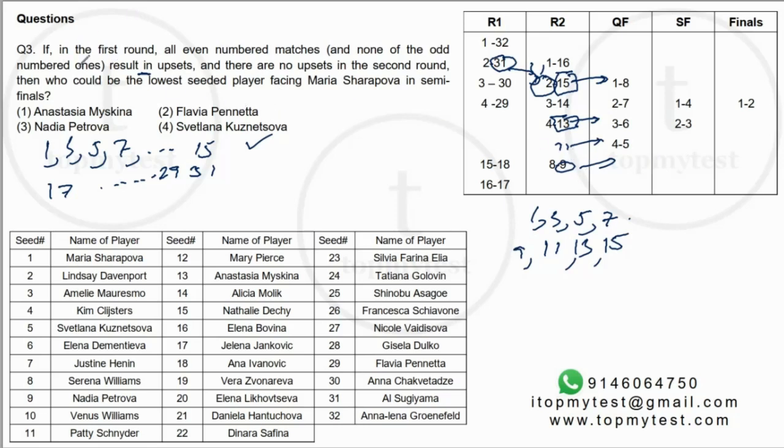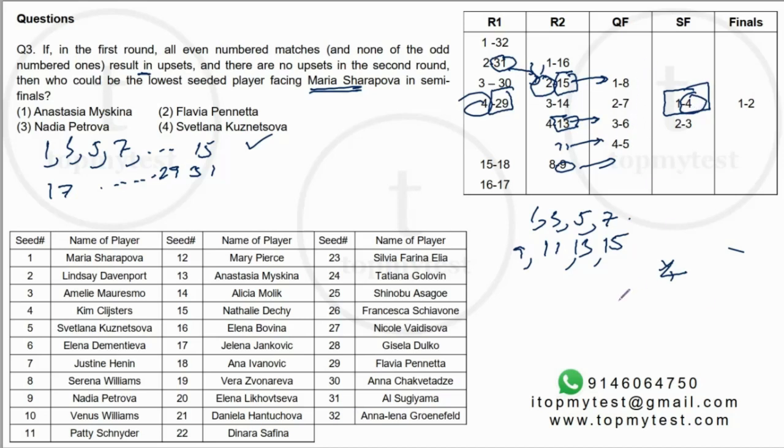Now, the question is, who could be the lowest seeded player facing Maria Sharapova in the semifinals? Now, Maria Sharapova is supposed to play against 4. But 4 got knocked out in the first round itself. So whoever knocked out 4, or could have beaten 29, the person who could have beaten 29 would end up in the semifinal.